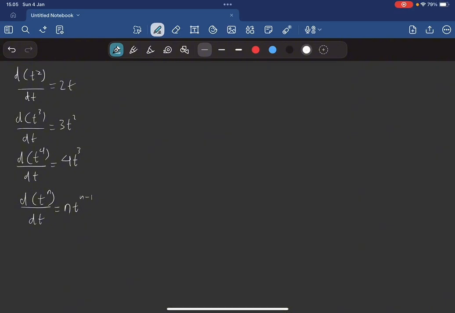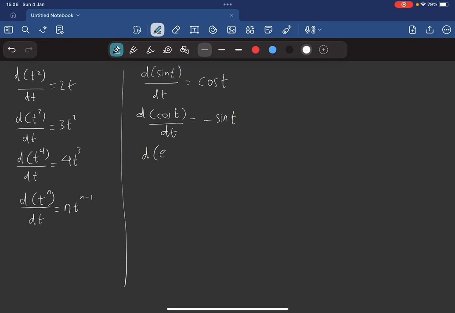For future reference, here are some other derivatives. The derivative of sin t equals cos t, the derivative of cos t is minus sin t, the derivative of the exponential e to the power of t is e to the t, where e is Euler's number, and the derivative of the logarithm of t equals 1 divided by t.